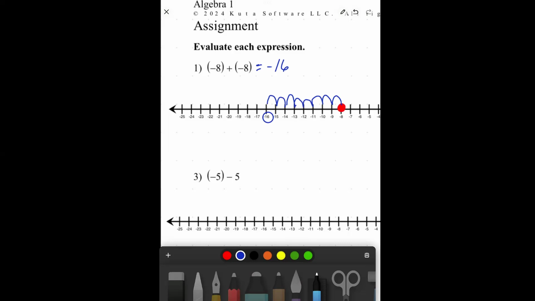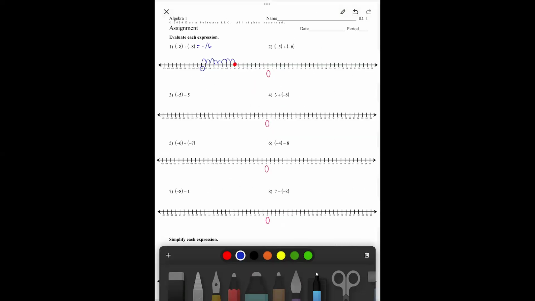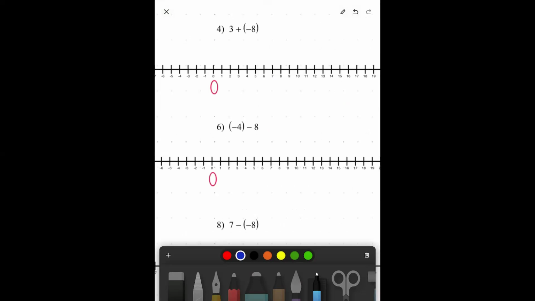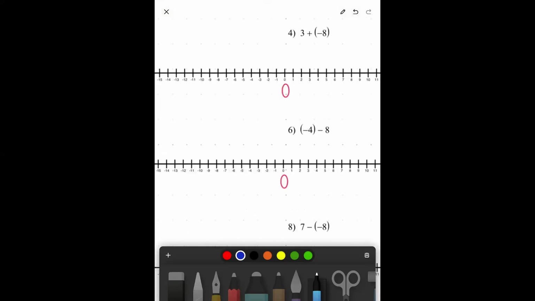Okay, so let me do another one. I'm going to do number 6, a negative 4 minus 8. Again, we start by going to a negative 4 on the number line, which is right here. Then we go 8 to the left since we have a minus 8. That means go left: 1, 2, 3, 4, 5, 6, 7, 8. So it'll be a negative 12.